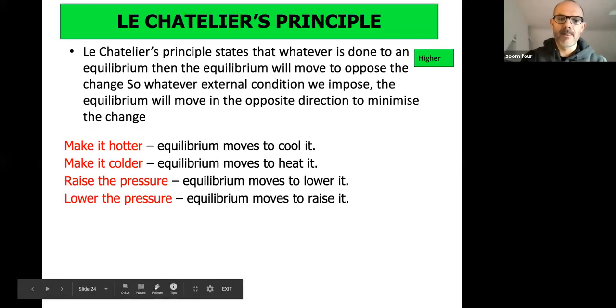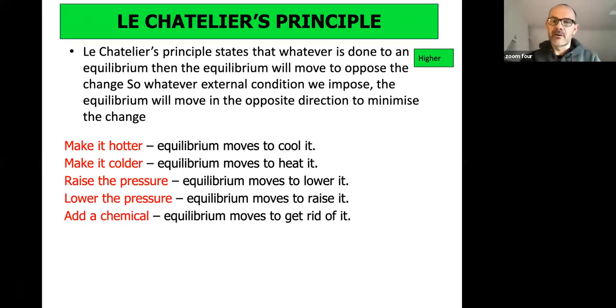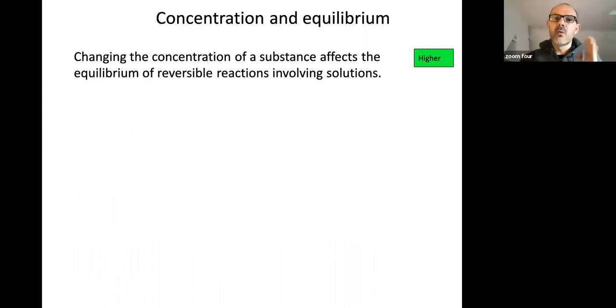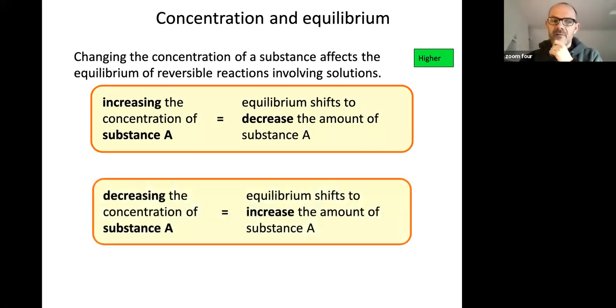So, and the same is if we add something. If we add another chemical, it will move to the side that removes that chemical. If we take a chemical away, it will try and make more of it. Now, I've only got 2 minutes to go. I've not quite got as far as I wanted to. Okay, but that might help. So if we increase the concentration of one, it will shift to the other side to try and reduce it.